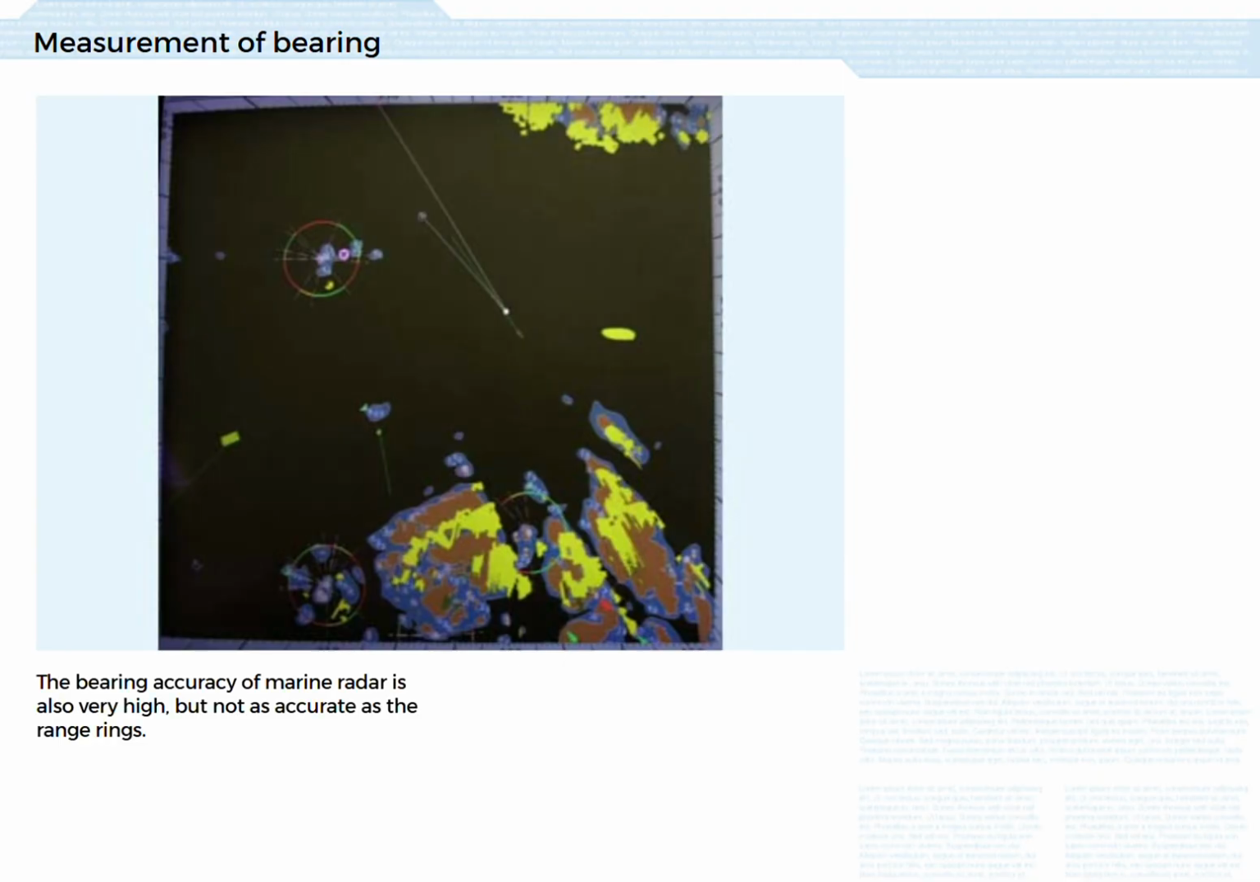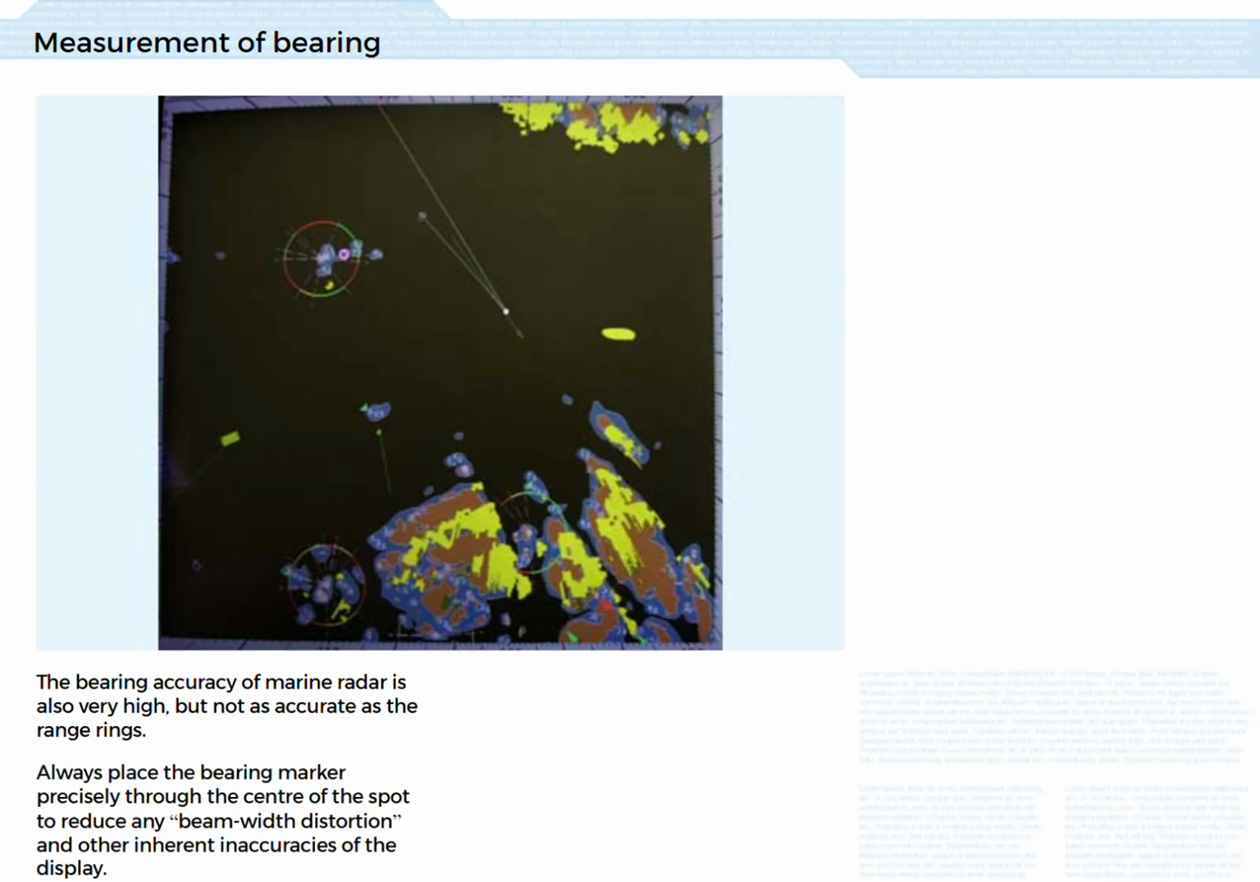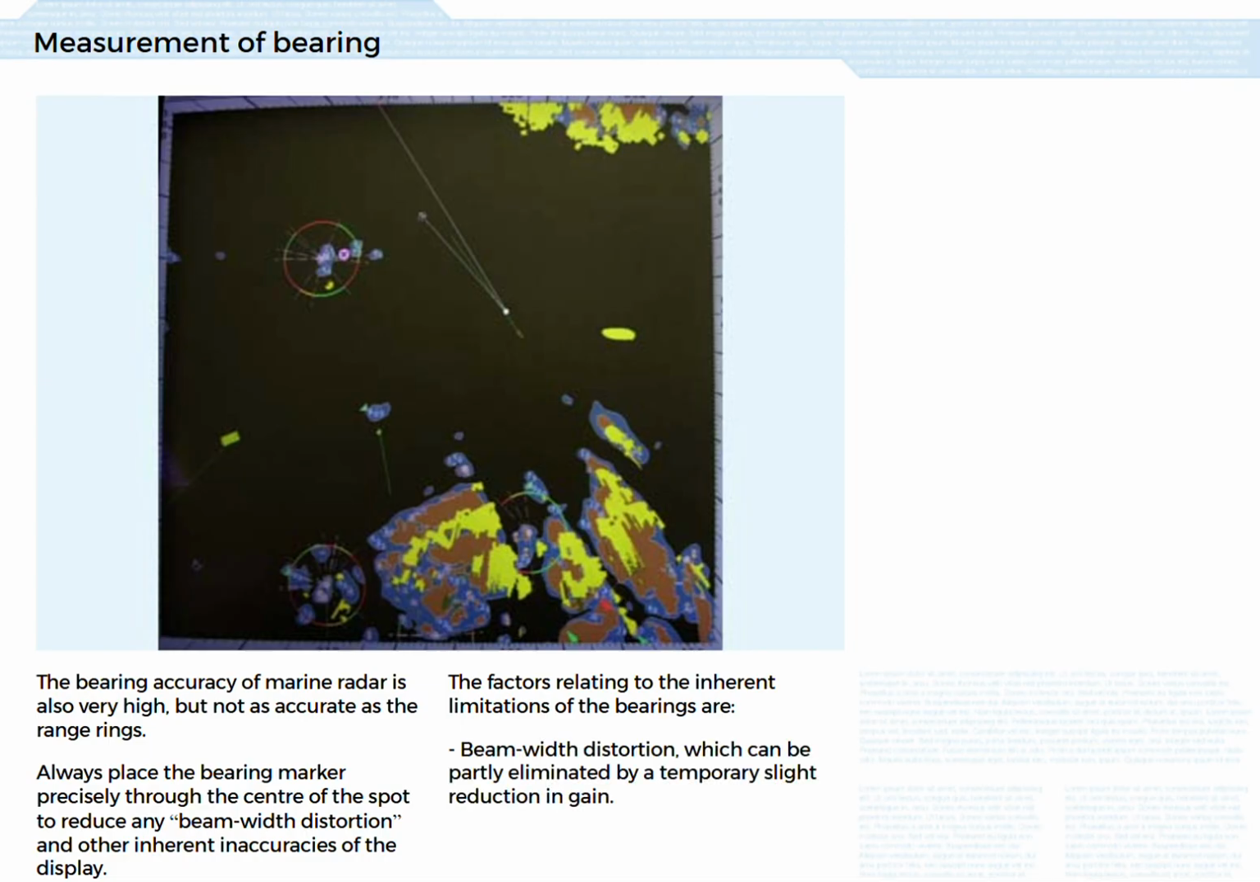The bearing accuracy of marine radar is also very high, but not as accurate as the range rings. Always place the bearing marker precisely through the center of the spot to reduce any beam width distortion and other inherent inaccuracies of the display. The factors relating to the inherent limitations of the bearings are beam width distortion, which can be partly eliminated by a temporary slight reduction in gain.